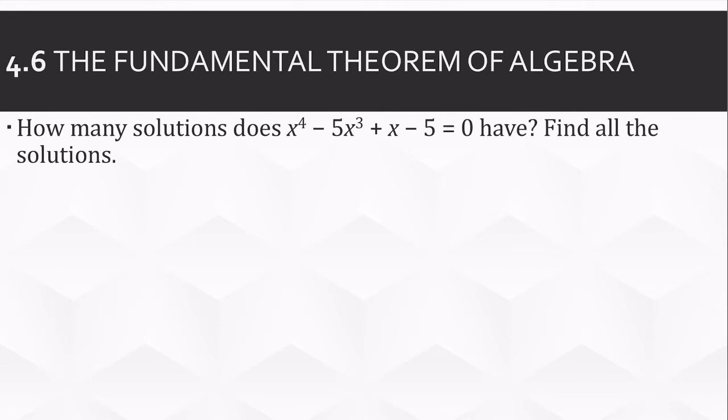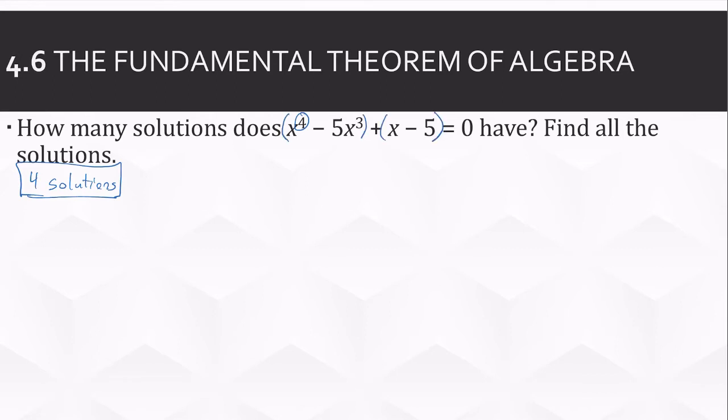So how many solutions does this equation have? And then find them all. Well, the highest degree is 4, so there should be 4 solutions. Now we're supposed to find them all. Looking at this, I would like to try factoring. I don't want to do the p's and q's unless I absolutely have to. So I think I probably can do factoring by grouping.